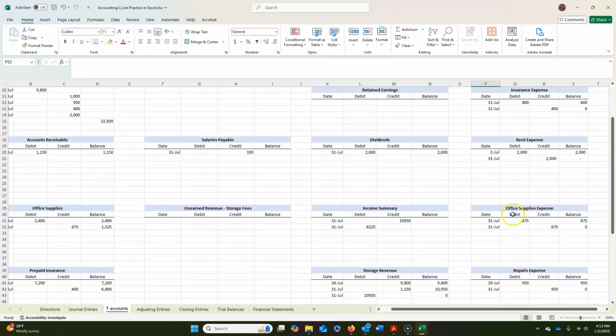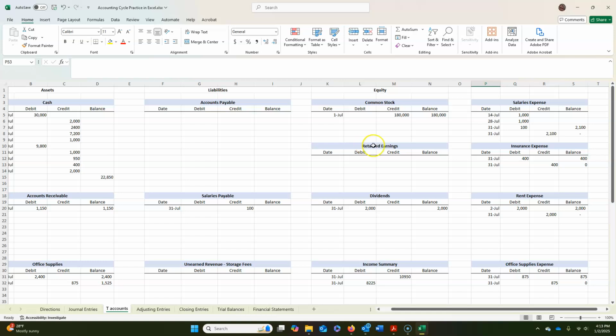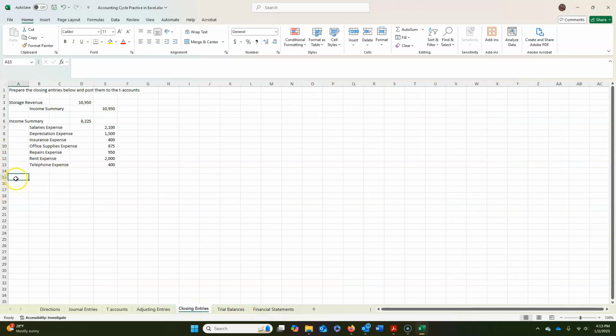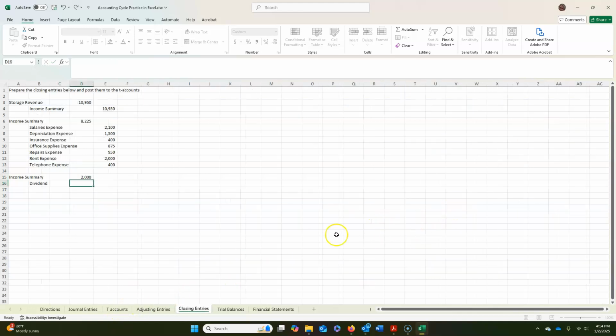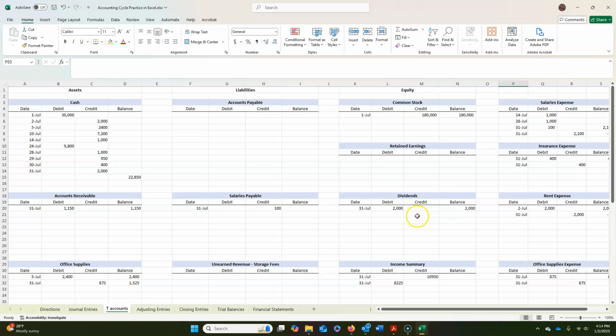Okay, so we've done all of those. Now the last account that we close is dividends. So we're going to close dividends to income summary. So we're going to debit income summary and credit dividends. And the amount is $2,000. Okay, we're going to record that.